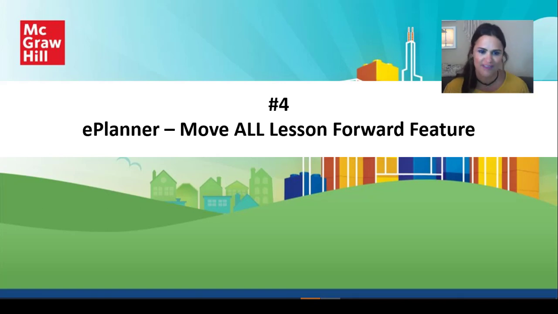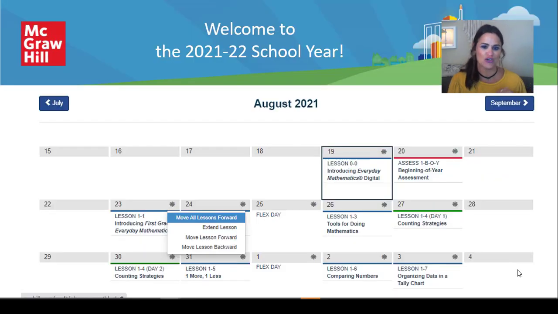Item number 4, the e-planner. If you've ever experienced stacking lessons, this feature is for you. On the planner, you notice when you click the cog wheel that it expands out options. The option that is new is being able to take today's lesson and shift all lessons forward, meaning maybe you didn't get to lesson 1, 2 today and you want to do it tomorrow, so you can just click that icon and it'll push everything forward.